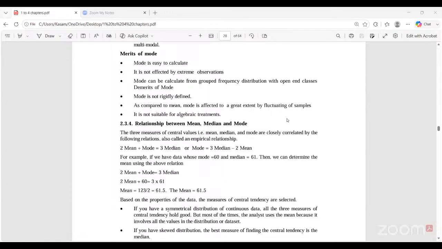Relationship between mean, median, and mode. There are three measures of central tendency, connected by an empirical relation: 2 mean plus mode is equal to 3 median, or mode is equal to 3 median minus 2 mean. This is the most important formula of relation. For example, 2 mean plus 60 is equal to 3 times 61.